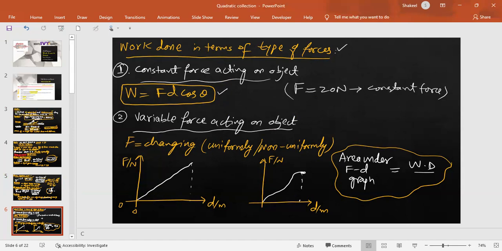For a variable force, let's say you started with 50 Newton and then you switch to 40 Newton, then 45 Newton, then 20 Newton. It means that you keep on changing the force. That's why we say this is a variable force.